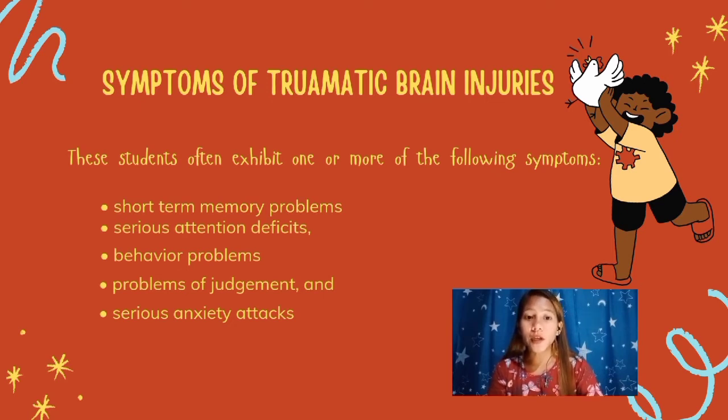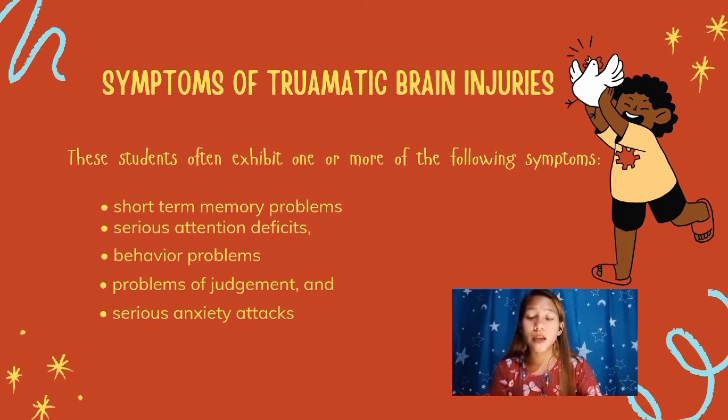First is short-term memory problems. They can easily forget the things that happened recently, such as an event in the class. If one of your students easily forgets what was discussed, there is a possibility that the student has a traumatic brain injury.